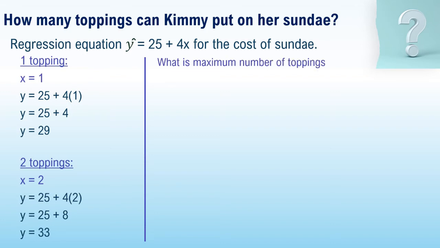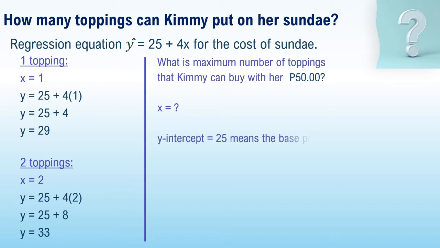So here's the question, what is the maximum number of toppings that Kimi can buy for her 50 pesos? Okay, so we will be looking for x, wherein the maximum number of toppings na pwede niyang bilhin. Okay, and we recall that in our previous slide, we have y-intercept equals 25. This 25 means the base price of sundae. Meaning, ito yung wala pa pong toppings.